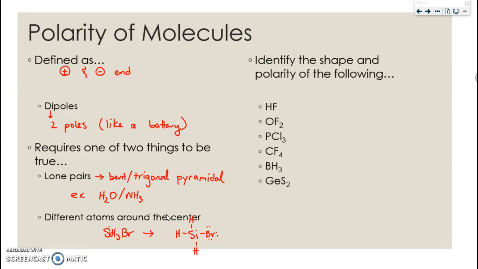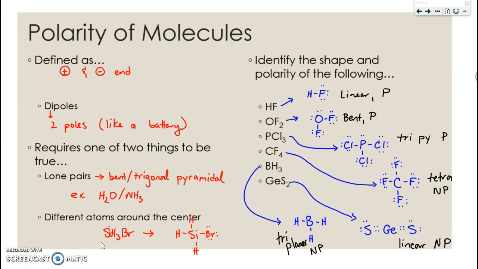What I would like you to do is pause the video, and draw the dot structure, identify the shape, and the polarity of the molecules on this slide. The answers are provided. You needed to draw the dot structure first to then determine the shape and polarity.